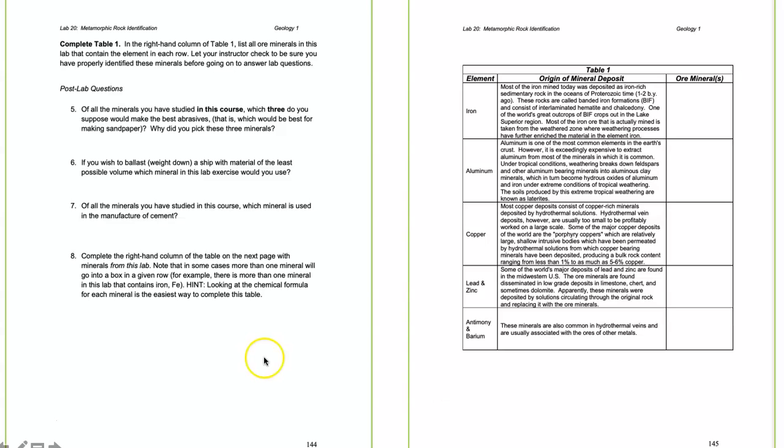And that's it. Then you're going to finish up with the post-lab questions. And please notice that there is a question that asks you to finish this table here. For some reason, students seem to miss this table. Maybe because most of our post-labs don't have a table like this. But please make sure you complete this table. You're going to indicate in this column which of the ore minerals in lab provide iron, aluminum, copper, lead, zinc, antimony, and barium. And so that's just going to be looking at their chemical formulas. You'll be able to figure that out quite easily.